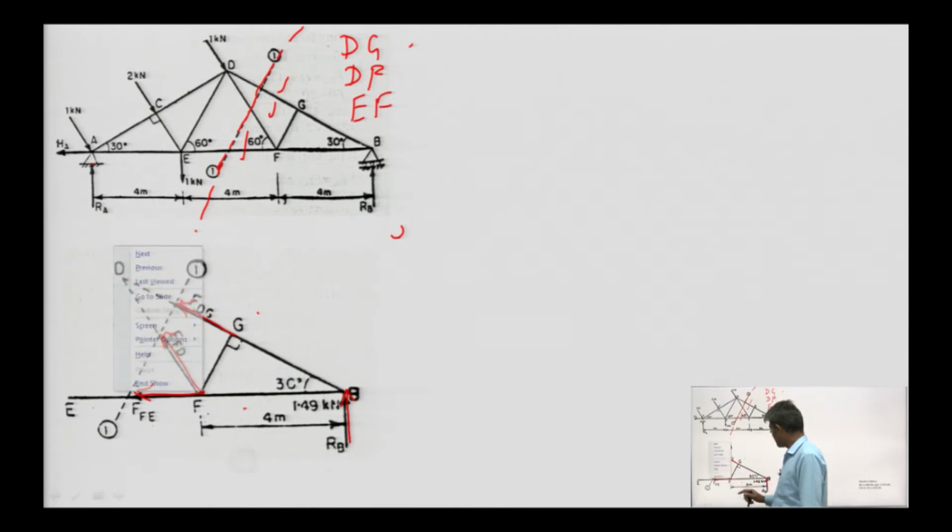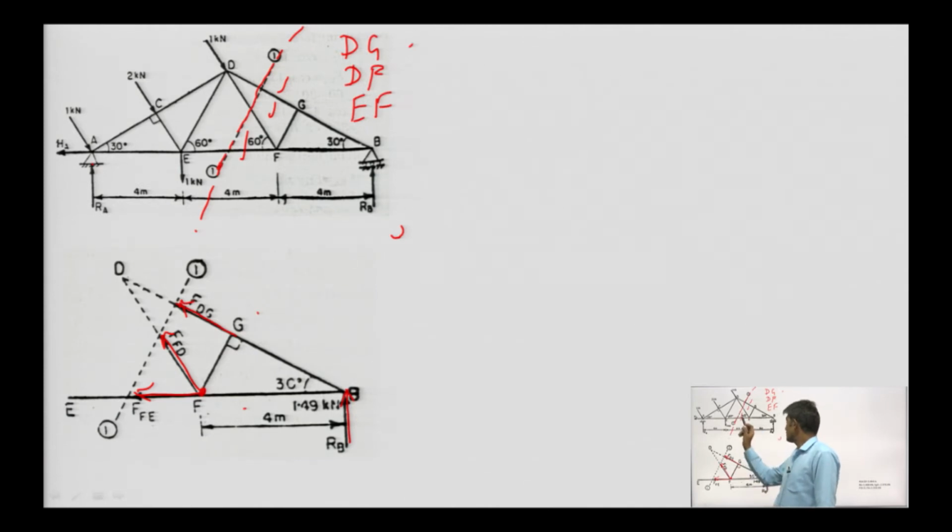will be acting here. Member force DF or FD, this one, has an inclination angle of 60 degree, so the same angle 60 degree will be here. So, with the help of this part of the truss, using equilibrium equations, we will find these three forces.